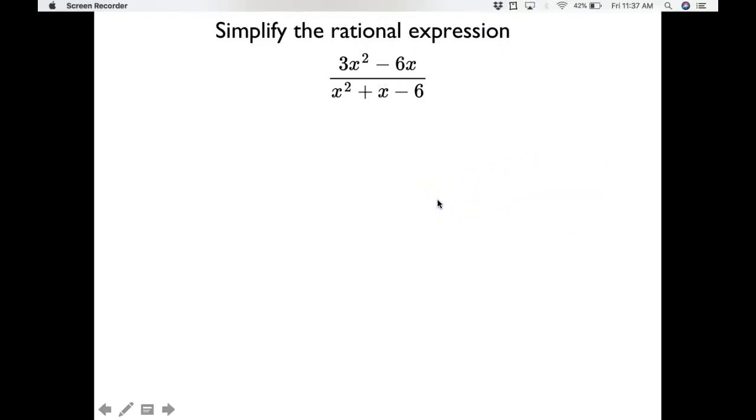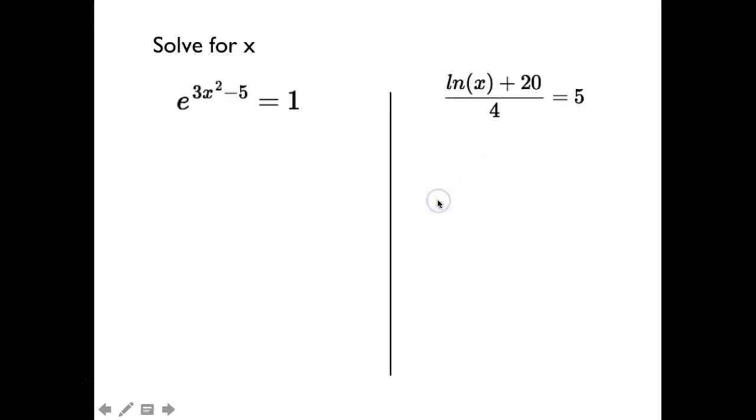Okay, let's go over to the last slide here. Let me get my pen. On these, what we're going to be doing is trying to solve for x. So on this side, we need to isolate x. That means we need to get rid of the e. Remember, you have to know what the inverse of e is in order to solve for x. The inverse of e is natural log. So the natural log of this whole thing will cancel out that e, leaving us with just this expression here.